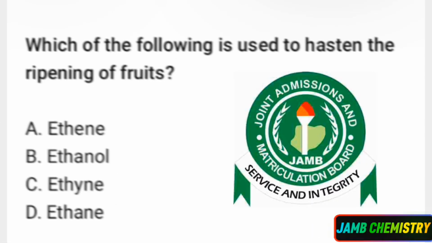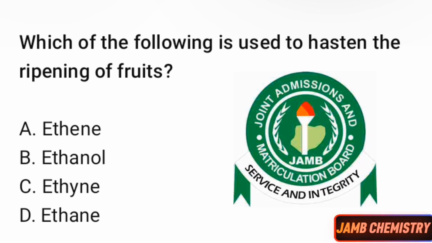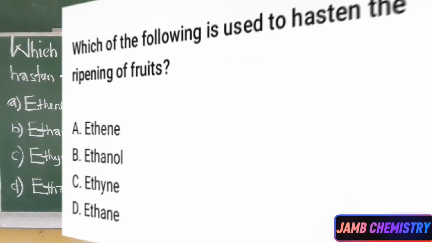Next question, which of the following is used to hasten the ripening of fruits? Option A, ethene. Option B, ethanol. Option C, ethyne. And option D, ethane.